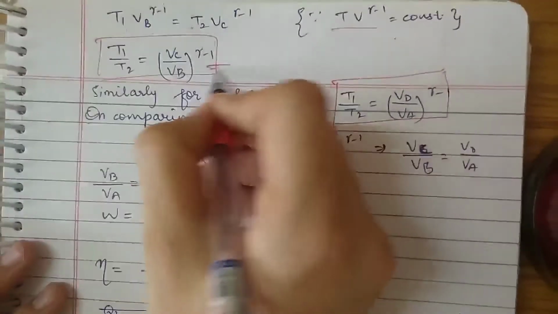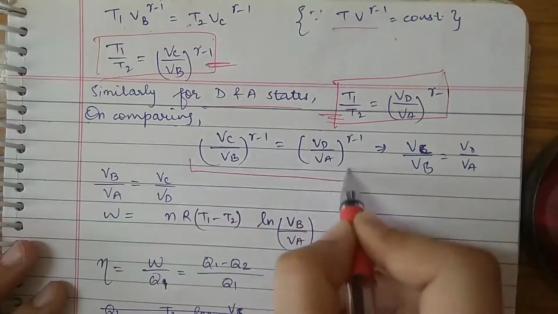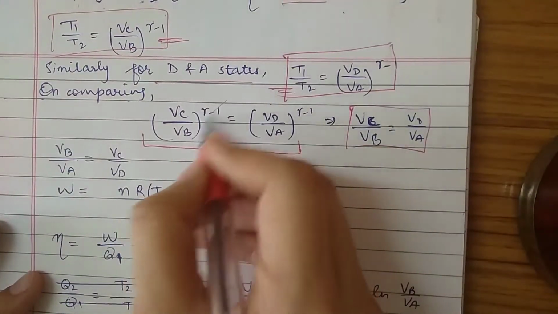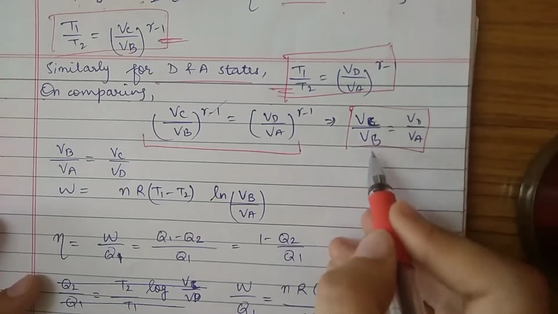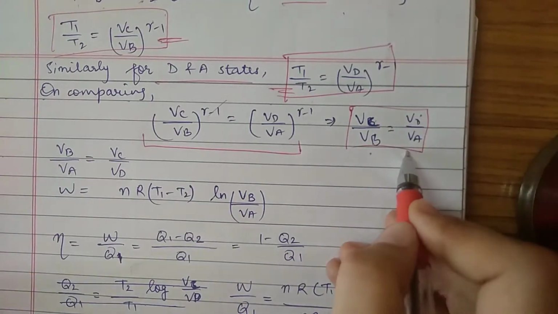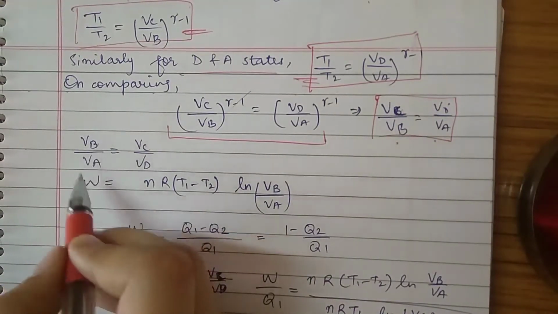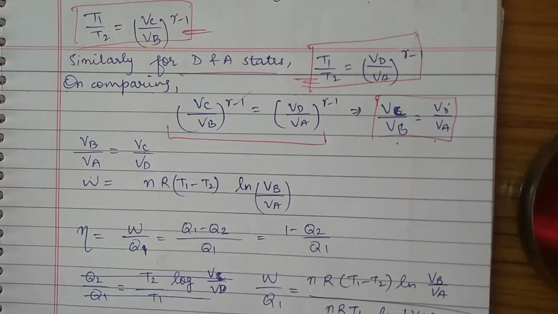Now on comparing these two equations, we will further get this value, and then we can conclude from here that the bars will get cancelled, and we will get Vc upon Vb equal to Vd upon Va, and on further arranging the terms we will get Vb upon Va equal to Vc upon Vd.